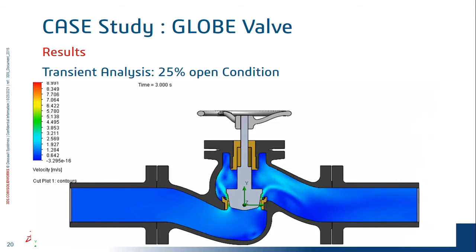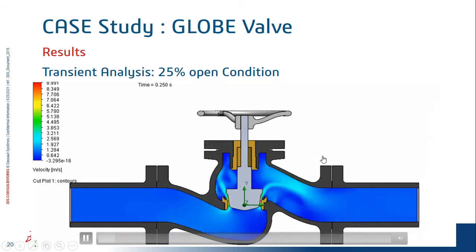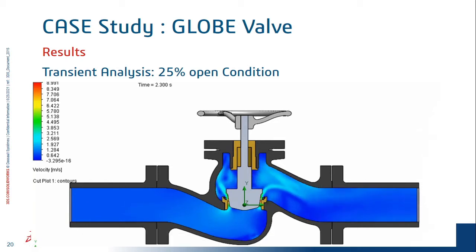And I have performed one transient analysis, which is a time-dependent analysis. I have run this analysis for, say, a time of 5 seconds, and for the 25% open condition, you can see that the valve is 25% open, and this is my transient study. So you can run it for a specific amount of time as well. We have both options, steady state as well as transient analysis.